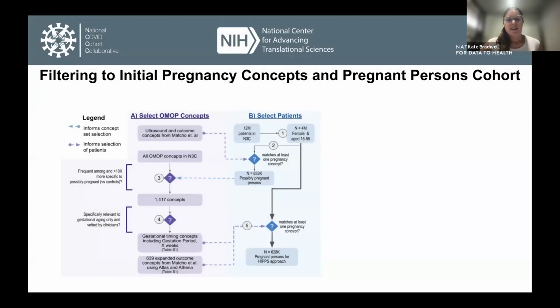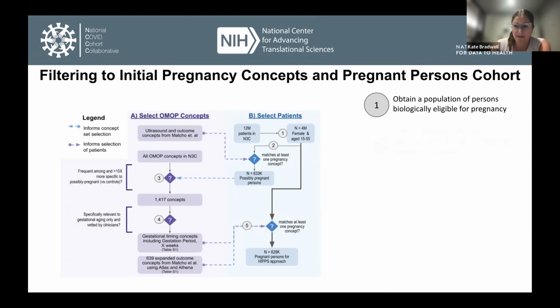So we start with actually finding an initial pregnancy cohort. That means selecting OMOP concepts and selecting patients. It began with first obtaining a population of persons actually eligible for pregnancy, which for us meant female gender and age 15 to 55. Then we filtered to persons that have clinician-curated high confidence pregnancy concepts.